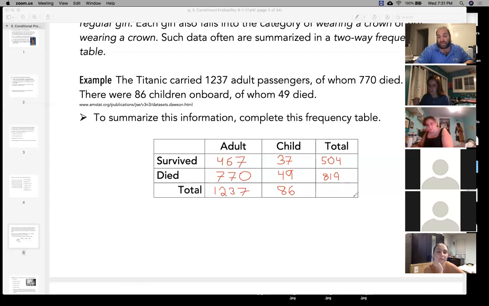And give me three different ways of getting this one here. You can add 504 plus 819, which would give you 1,323. Okay, that's one way: add these two numbers. What's another way? Or you add the total going across the row. These here? Yes. Okay. Is there a third way?